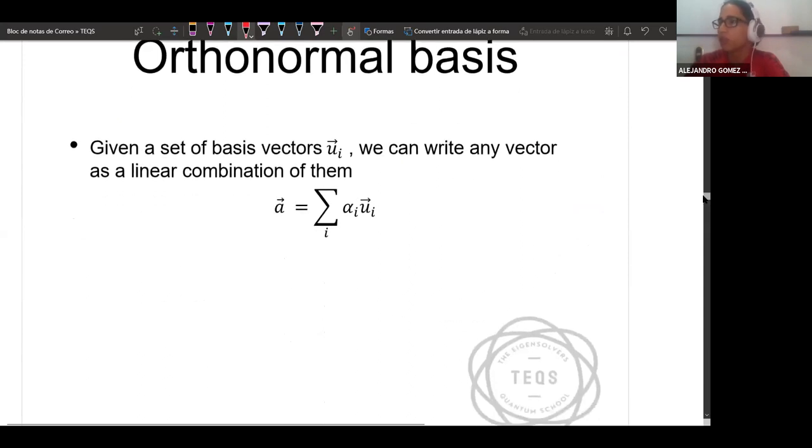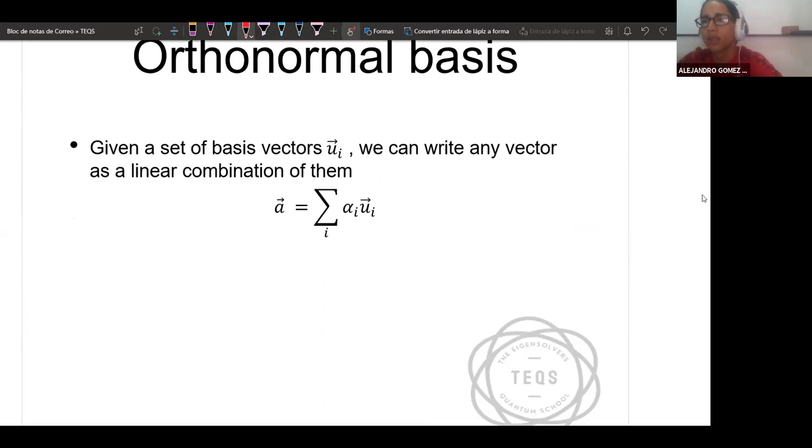Okay. So this is just the definition of linear combination that I mentioned above. Given a set of vectors u_i, we can write any vector as a linear combination of them. So we take an arbitrary vector of the set V, in this case called A. And we need some scalars, in this case alpha. So alpha one times the first vector of the basis. The basis is somewhere here. We have u vectors, one up to n. So we need the n scalars, and we write it this way.